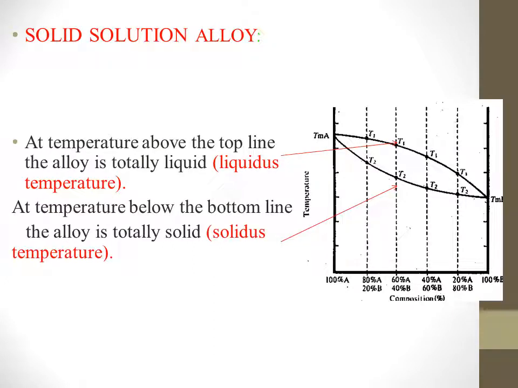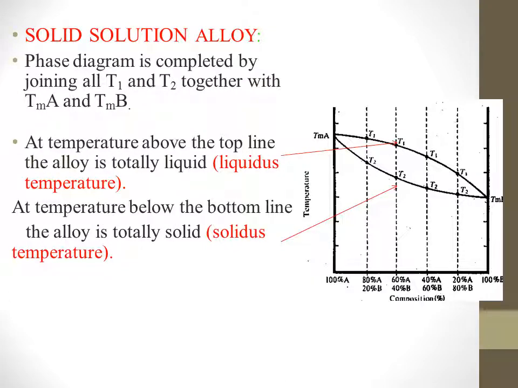Another important thing is that from these phase diagrams, we can determine what state the alloy is in. At temperatures above the top line, as shown by this first red arrow, the alloy is totally in liquid state. And this temperature is known as the liquidus temperature. And at the temperature below the bottom line, also shown by the second red arrow, the alloy is totally solid. These temperatures are known as the solidus temperature. And this phase diagram is completed by joining all the points of T1 and T2 together with the melting point of A and the melting point of B, and this is called the phase diagram.